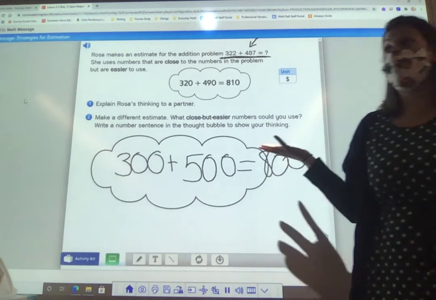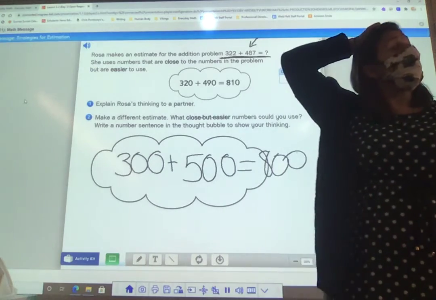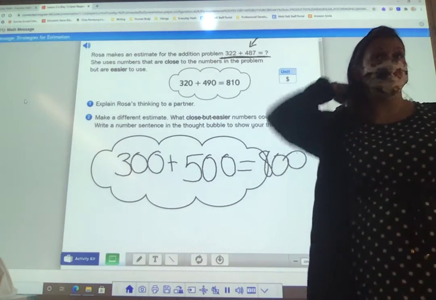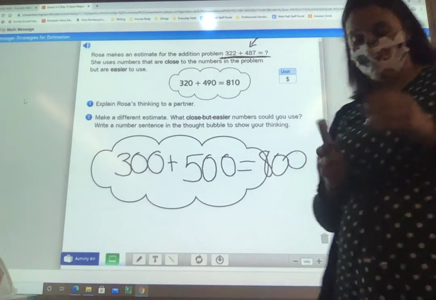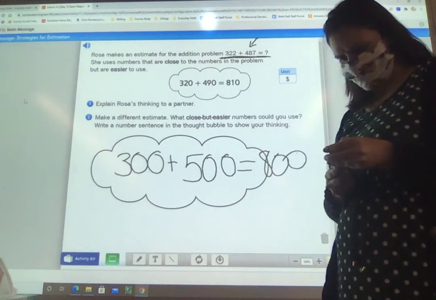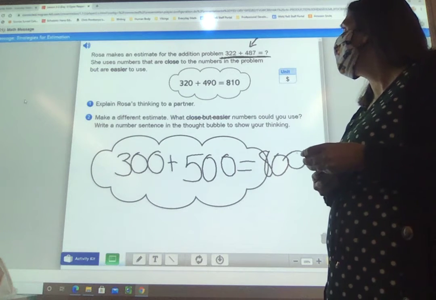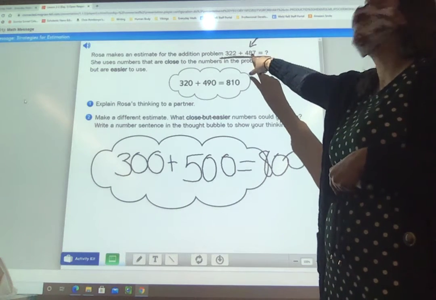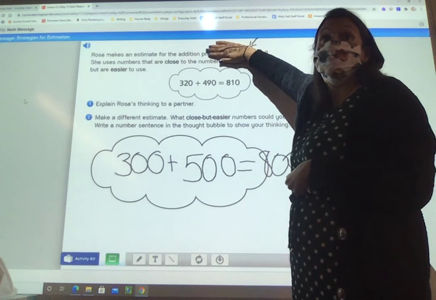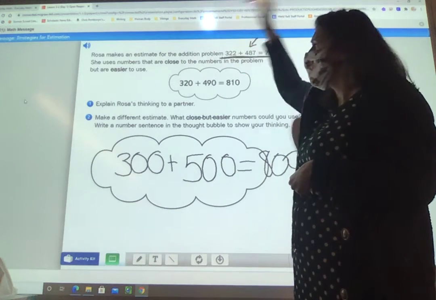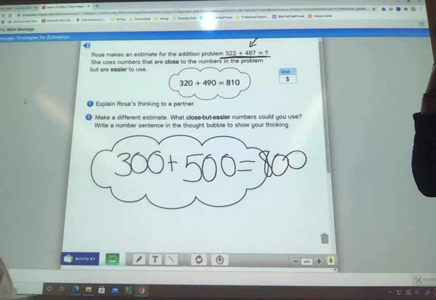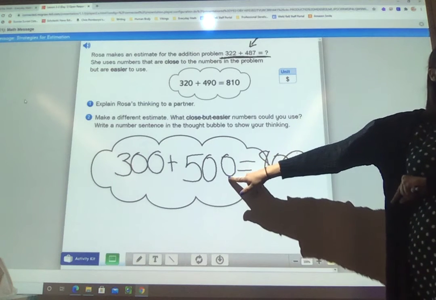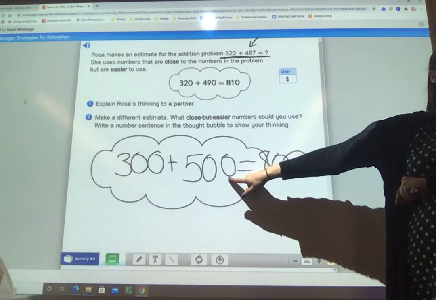Yeah. Okay, did anybody come up with a different way? Camden? Well, I added 8 to 322. And then I took away the 7, and then I added 320. So what was your number model in the bubble? 320 plus 480.